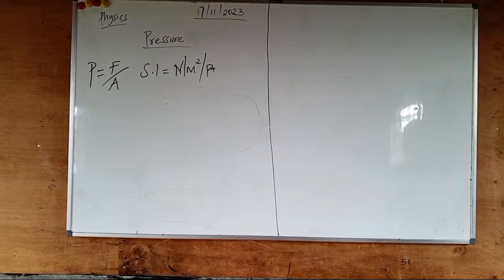How many tires are there? If this is for one tire, how about this? Multiply by 4 then. Is that okay?